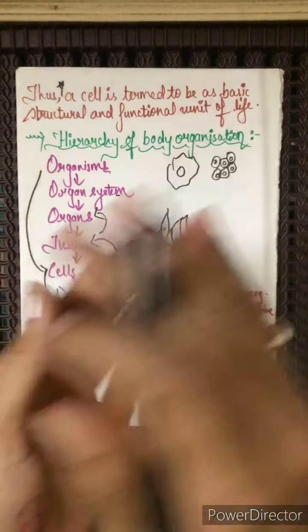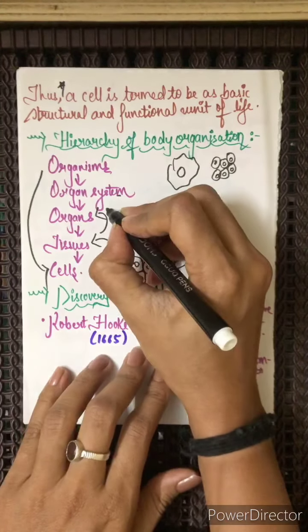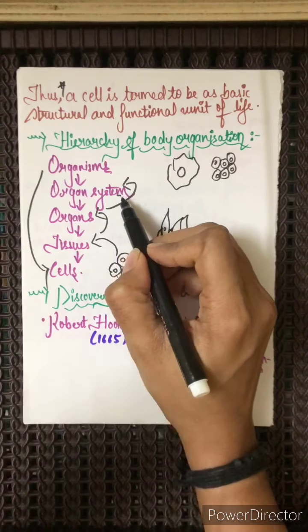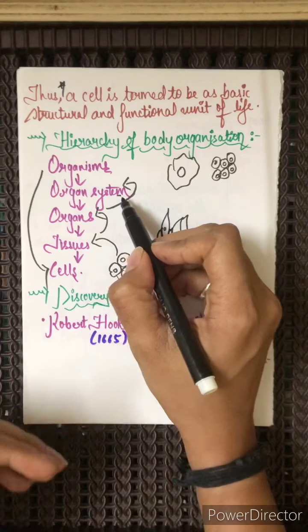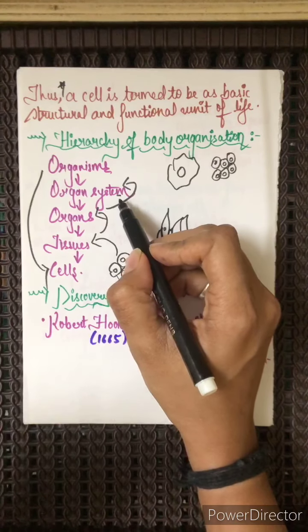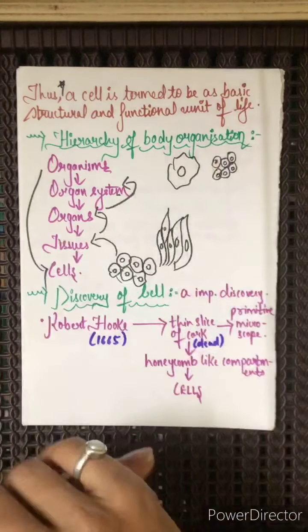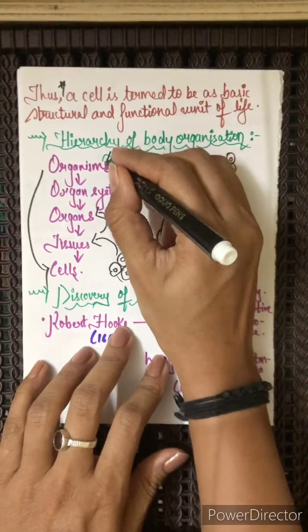Various organs come together and form the organ system. Various organ systems such as the respiratory system, the excretory system, the digestive system, the reproductive system and so on, all together form an organism.